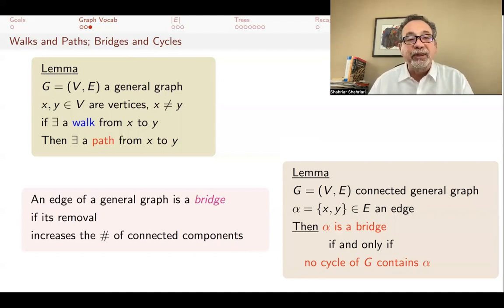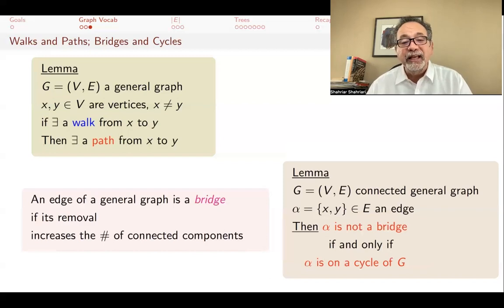Another way of saying the same thing, and the other way around also, is that if you don't have any cycles, you've got to be a bridge, because if you weren't a bridge, and you take the edge out, then there has got to be another way around, which would have created a cycle. I mean, that's basically it, but you should watch the other video if you want more detail. Another way of saying the same thing is to look at the contrapositive and to say alpha is not a bridge if and only if alpha is sitting on a cycle of G.